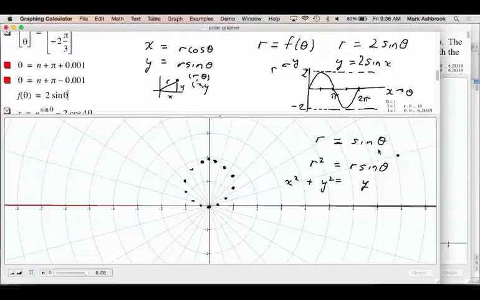So look, r sine theta is the same. Now I've eliminated r and theta, and I have it in terms of x and y. X squared plus y squared equals y is this same curve. It's this same curve as r sine theta.